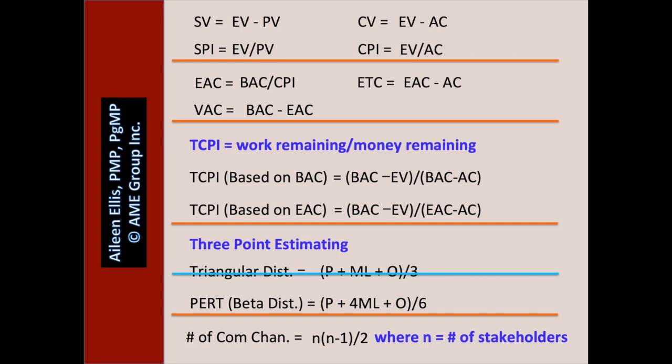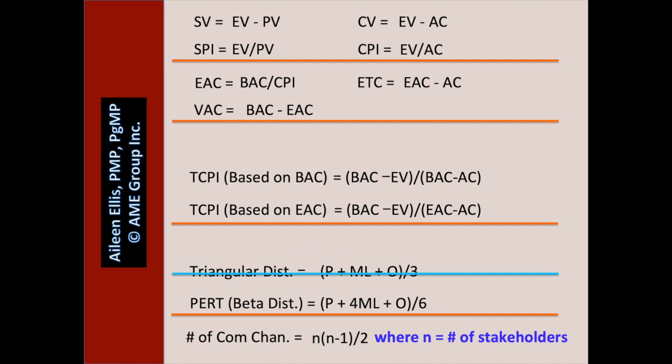When I look at this list, I probably would not write down TCPI equals work remaining divided by money remaining. I wouldn't write down 3-point estimating, and I wouldn't write down where n equals the number of stakeholders.